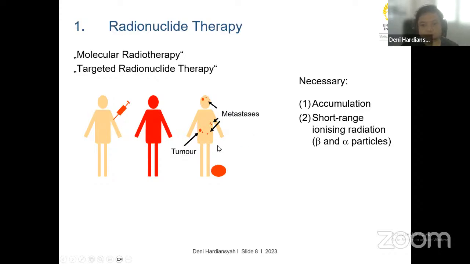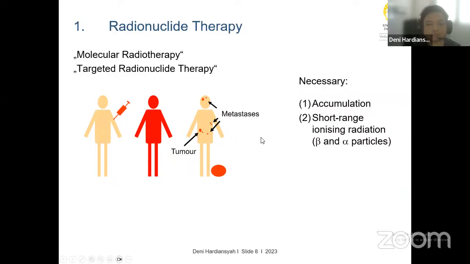Therefore, there are two things that we need to make sure of from the radiopharmaceutical drugs. The first one is the accumulation. It is very bad if we inject a drug into the patient and it distributes to all parts of the patient's body forever, or distributes only to the healthy organs. That is very bad, because then we will get a very high radiation absorbed dose to that healthy organ. So we need to make sure that we have accumulation inside the tumor and also its metastases.